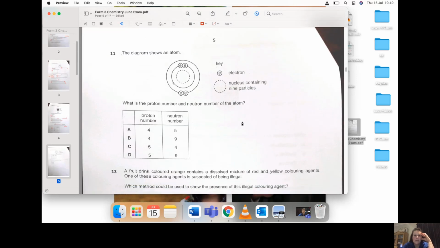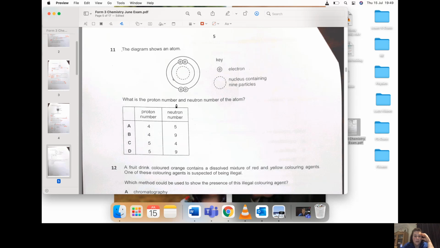Number 11, the diagram shows an atom. What is the proton number and neutron number of the atom? Okay, so we have electrons. They haven't given us the protons, but they've told us that the nucleus contains 9 particles in total. You need to remember that that 9 is actually protons plus neutrons. If I have 4 electrons, there's no charge shown, so I must have 4 protons.